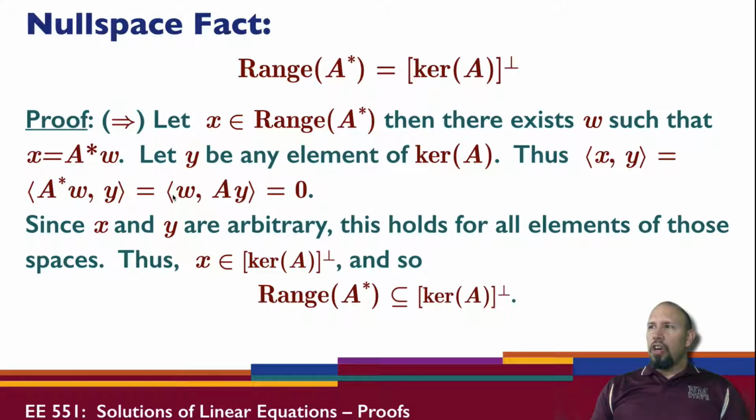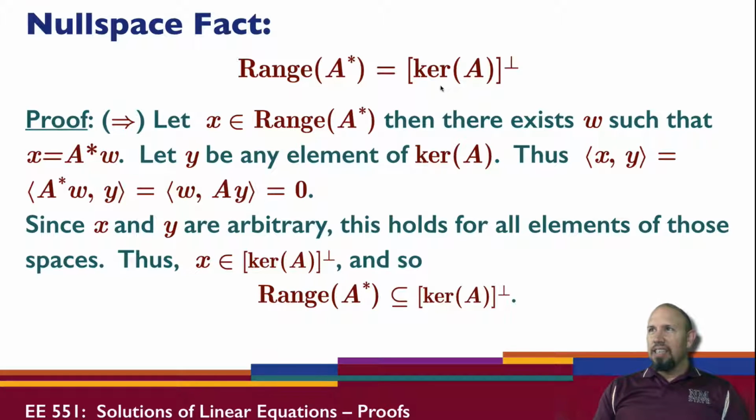So, there are 4 important subspaces for any matrix. The 4 important subspaces are the range of A, the null space of A, the range of A adjoint, and the null space of A adjoint. Okay? So this connects the range of A adjoint with the kernel of A.